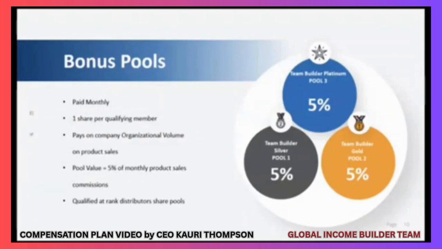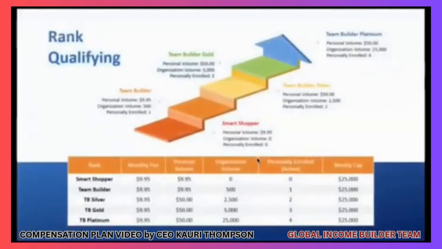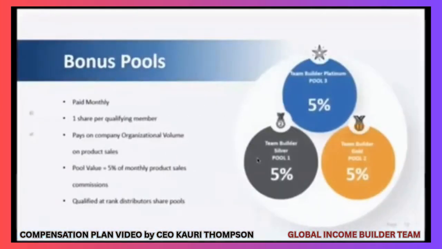Okay. Trisha, can you go back one slide? Let's look at the Team Builder Silver level. This means that to hit the first bonus pool, you need an active $9.95 a month membership. You need a total of $50 in volume, which means yourself or people below you, and you're going to need an organizational volume of 2,500. If you do that, which is very doable in my opinion, you're now going to take one share. Back to the other slide, Trisha. You're going to take one share of the global bonus for Silvers.